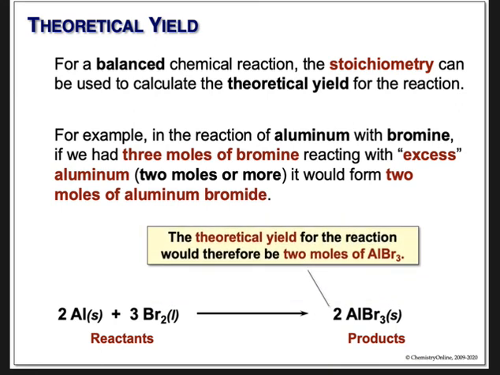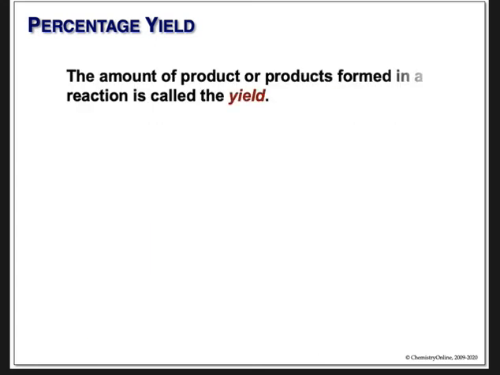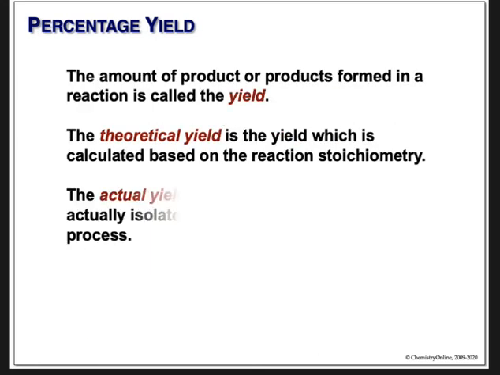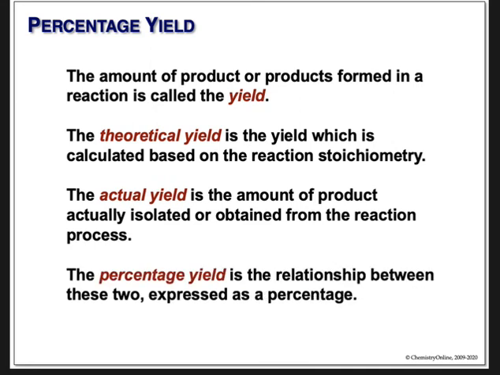Any questions? When we speak of yield, there are 3 things that we talk about. The yield is how much stuff you get. Okay, that's simple. The theoretical yield is what we calculate based on the stoichiometry. In the previous slide, that was 2 moles of product. The actual yield is what you get when it's all over. So you do your reaction, you scrape up all your product, you weigh it, and see how many moles you got. That's the actual yield.